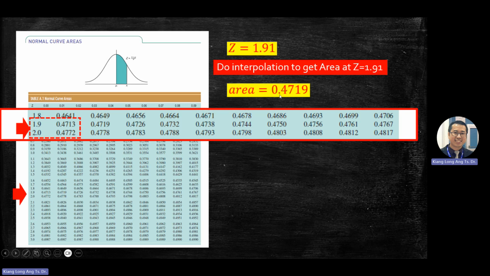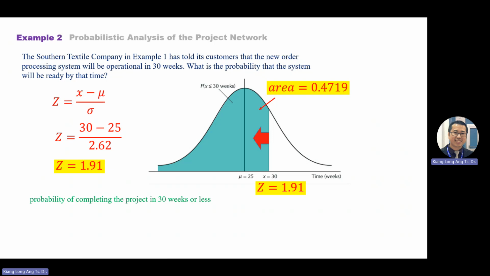So the number for this example, you get 0.4719 is the one that is colored here, which is 47.1%. Okay. So you continue solving the question.